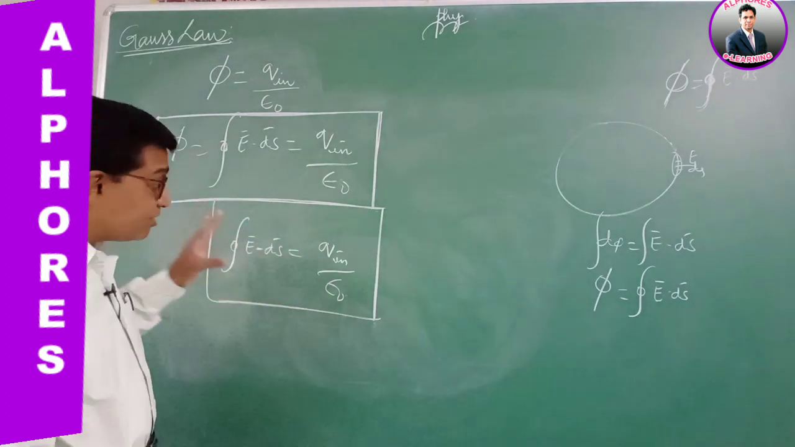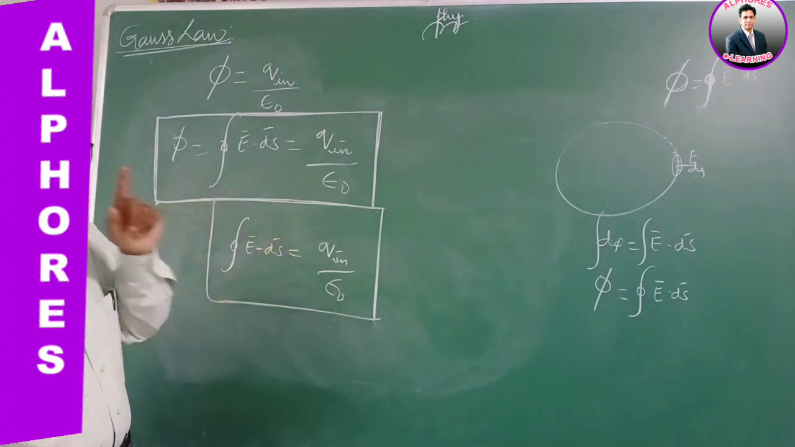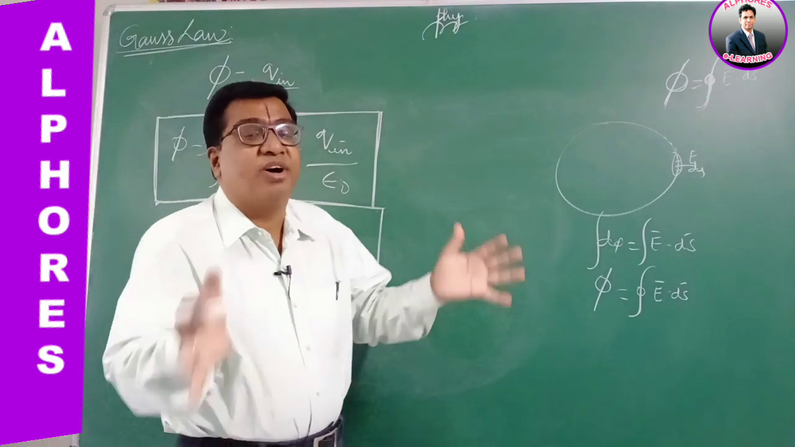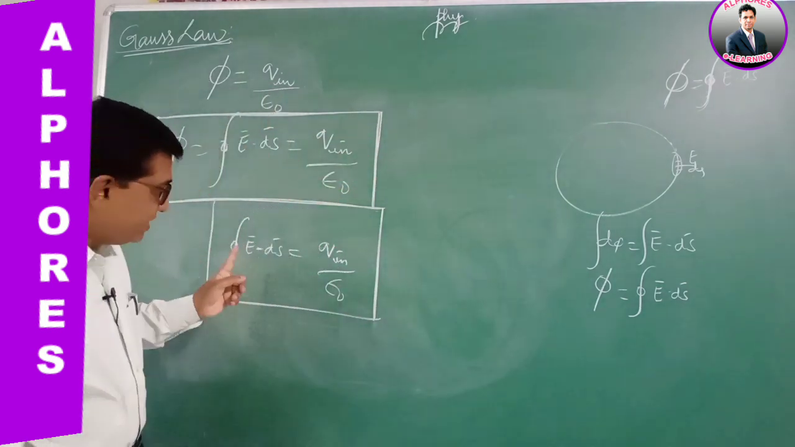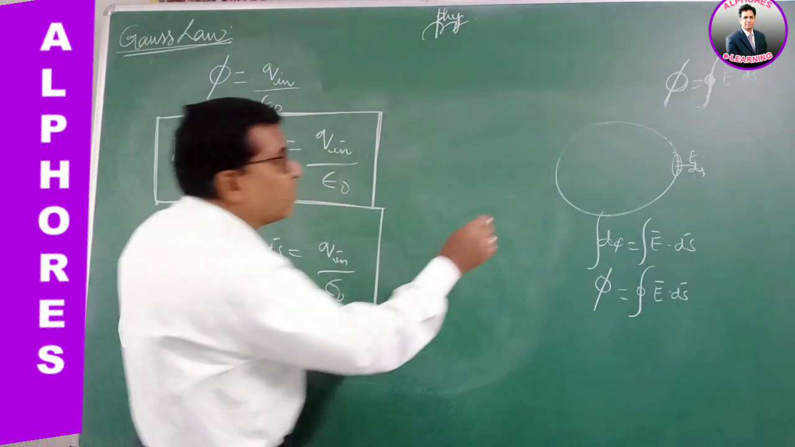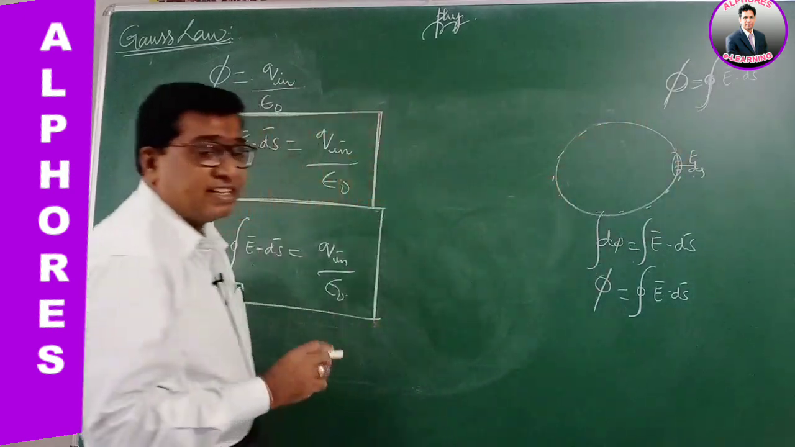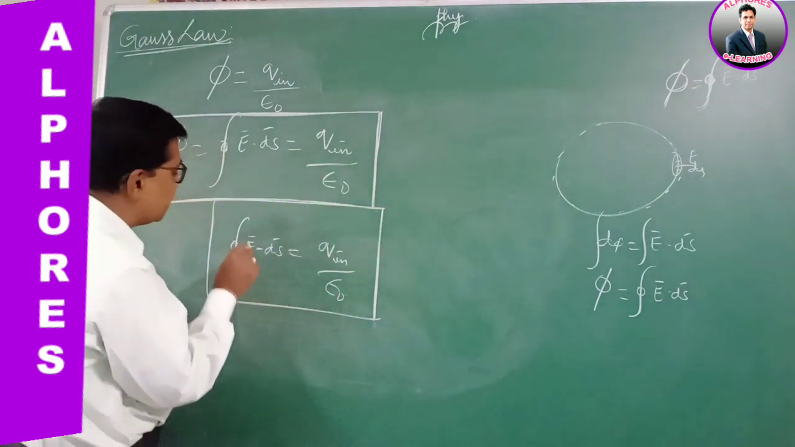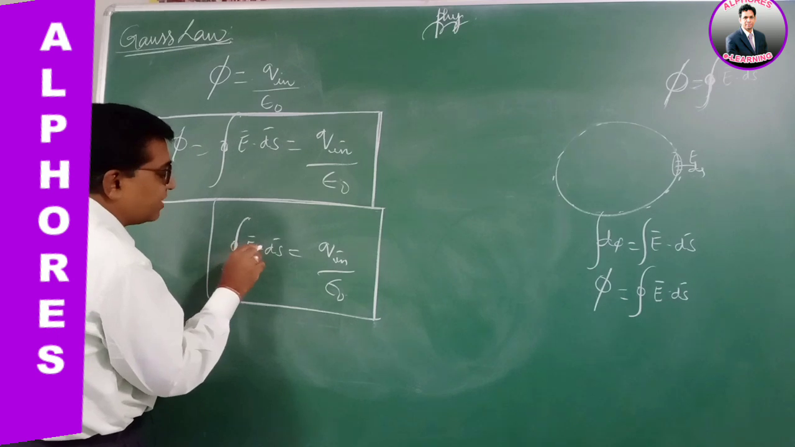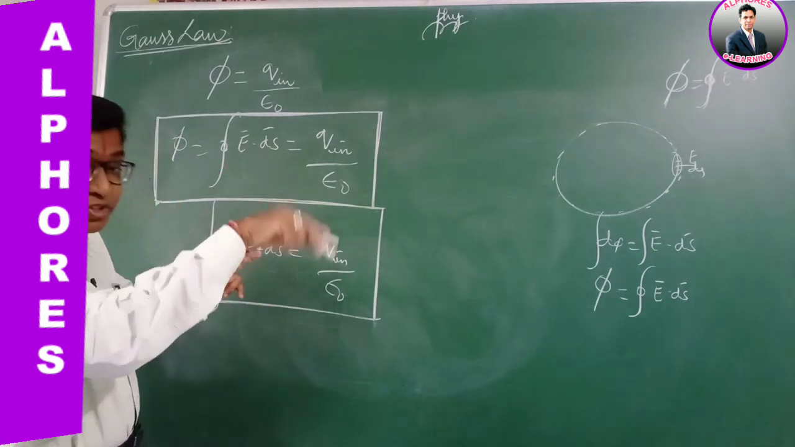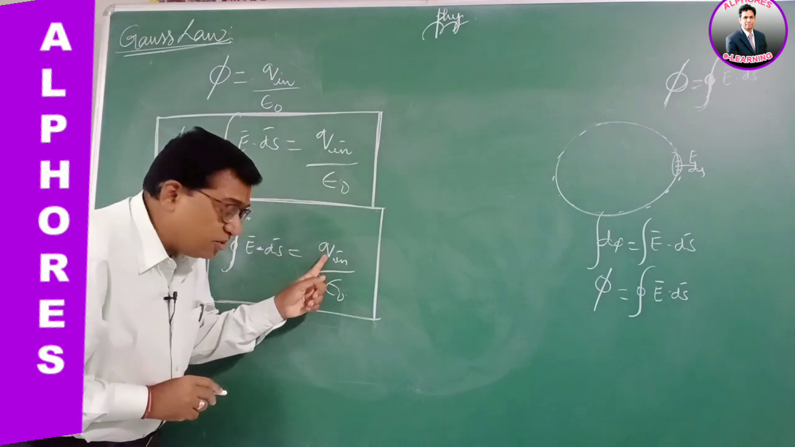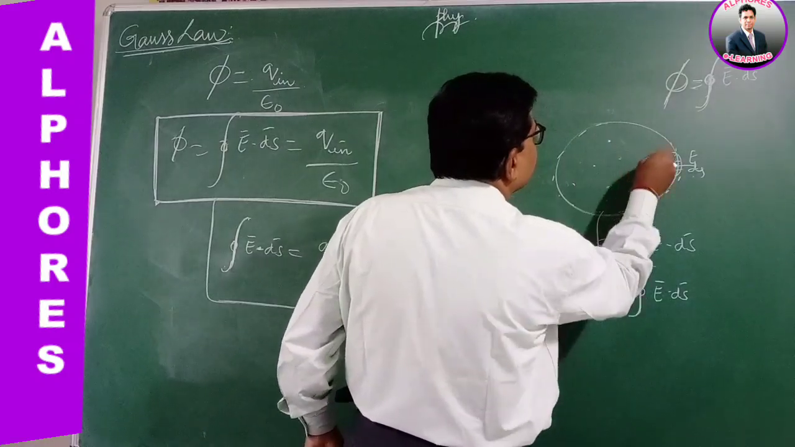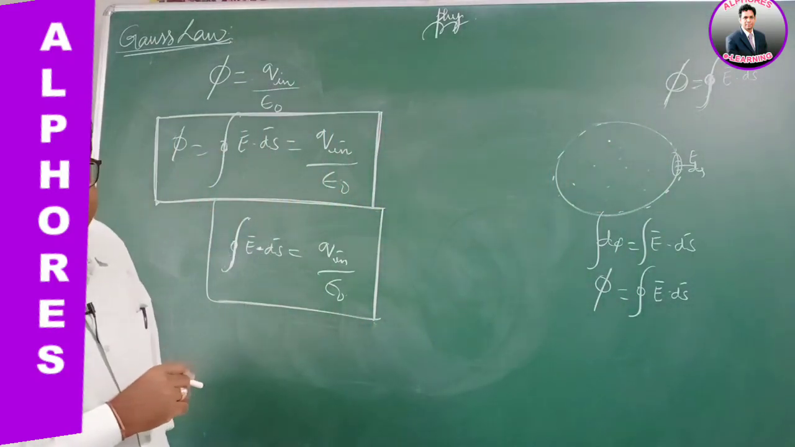Now what do the terms in this equation represent? E represents the electric field intensity at any point on the Gaussian surface. It is the resultant electric field strength on the enclosed Gaussian surface. So the surface integration of that, integral ds over the total surface area. Charge q represents the net charge that is present inside the Gaussian surface.